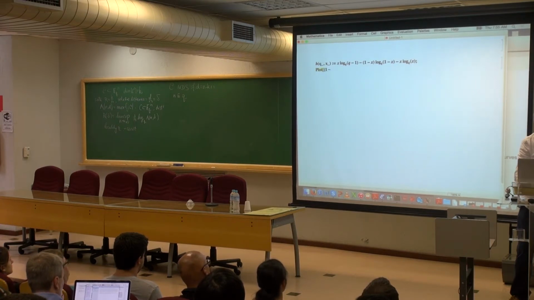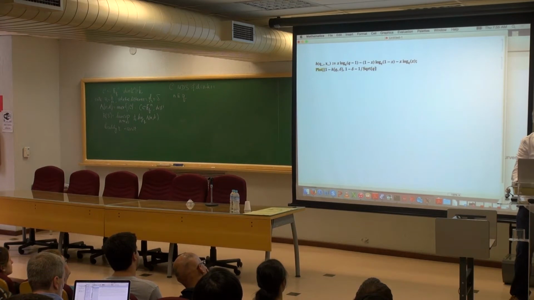1 minus HQ delta, comma, 1 minus this Fassman-Bledutz bound, delta, minus 1, square root, Q, no, not that, minus 1, I need parentheses. So this is this Fassman-Bledutz. Let me plot this for all delta.